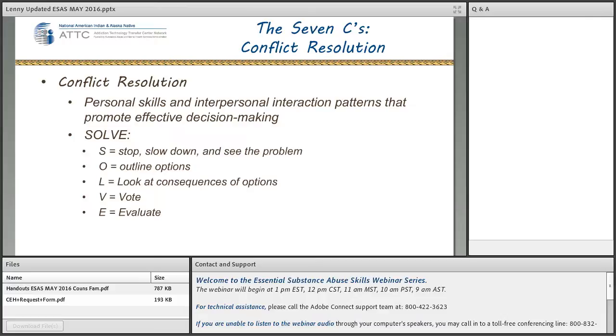Conflict resolution: personal skills and interpersonal interaction patterns that promote effective decision making. SOLVE: Stop, slow down, and see the problem. Outline the options. Look at consequences of options. Vote and evaluate.